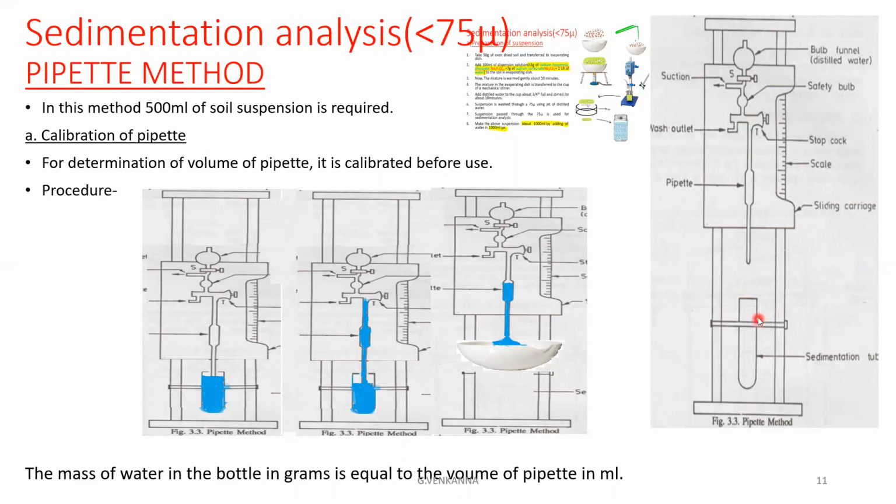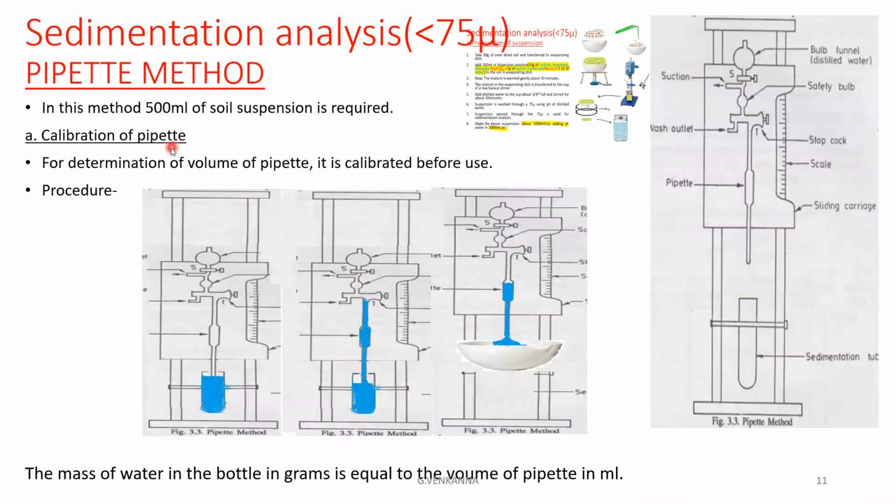Once again, this is the sedimentation tube, this is the pipette, and this is the total suction unit. Within the suction unit we have the sliding carriage. The use of this sliding carriage is to lower the pipette into the sedimentation tube, or to take the pipette out of the sedimentation tube.